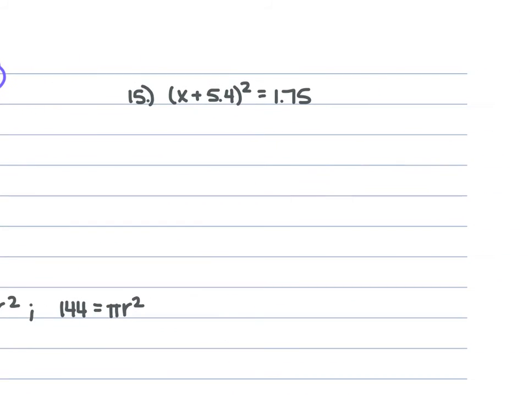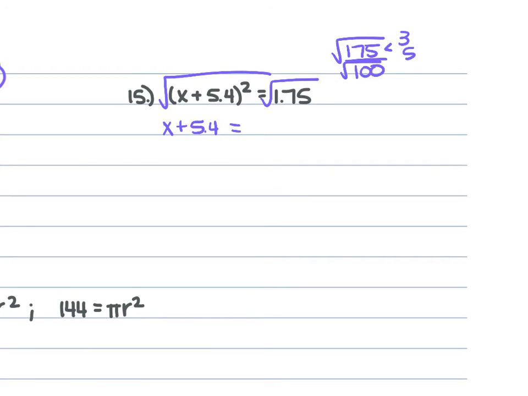For 15, we have x plus 5.4 squared is equal to 1.75. So for this one, we're going to just start by taking the square root of both sides. We're going to be left with x plus 5.4 is equal to the square root of 1.75. 1.75 is 175 over 100. So if we take the square root of both of these, that 175 is 5 and 35. The 35 is 5 and 7. So it's 5 square root 7 over 10. That plus or minus goes in front of this.